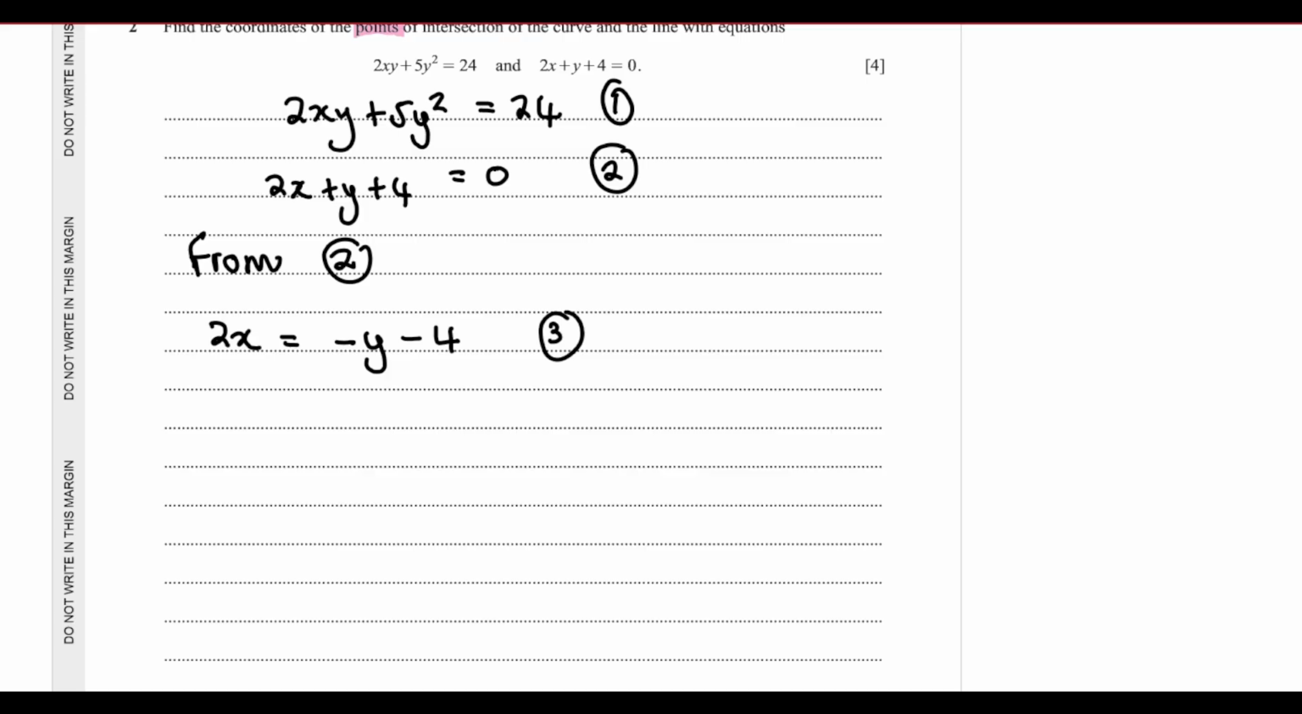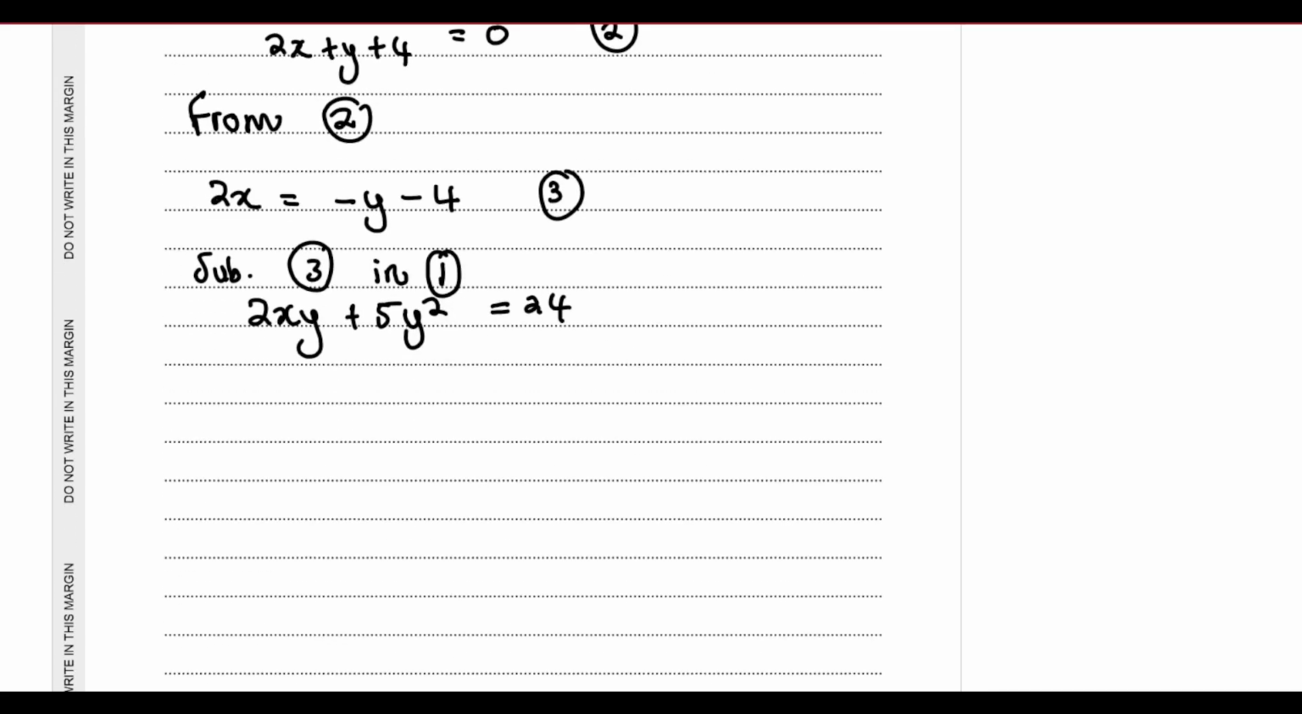Let me call this 3. We can substitute equation 3 into equation 1. So we have 2xy plus 5y squared is 24. But what is 2x? It is negative y minus 4, times y over there, plus 5y squared is equal to 24.